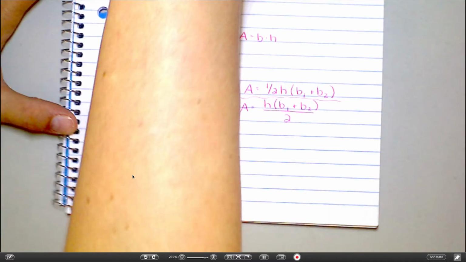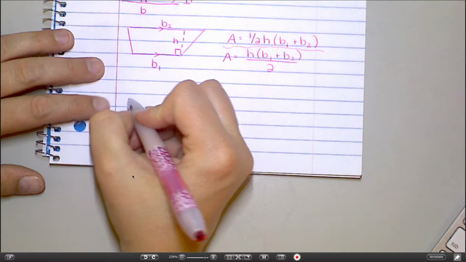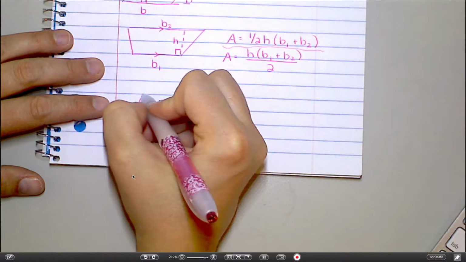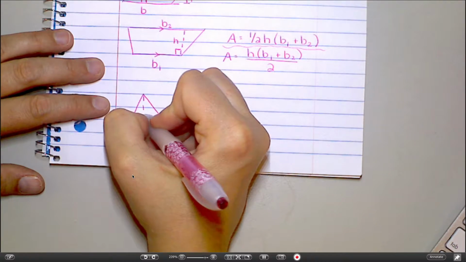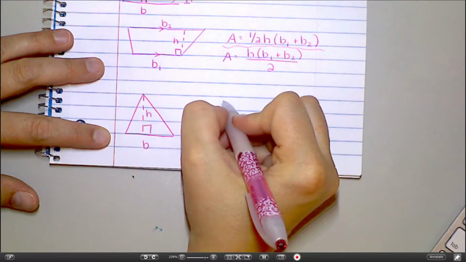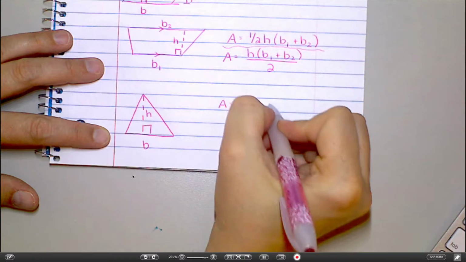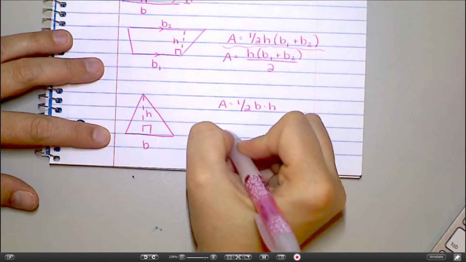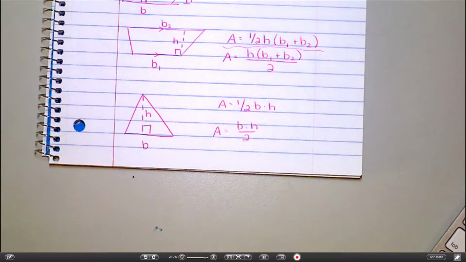Okay, what about a triangle? Anyone remember what to do for a triangle? Base times height divided by 2. Good. So what you have to remember again for the triangle is if it's not a right triangle, the height, just like with a parallelogram or a trapezoid, needs to be straight up and down at a right angle. So there's your height, there's your base, and the area could either be 1/2 base times height, or it could be base times height divided by 2. Either one of those is okay. Same idea for both.